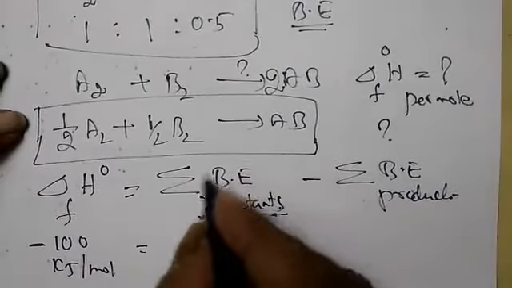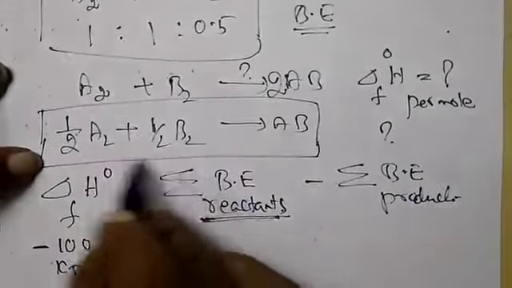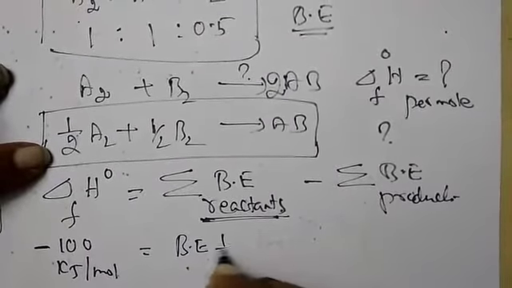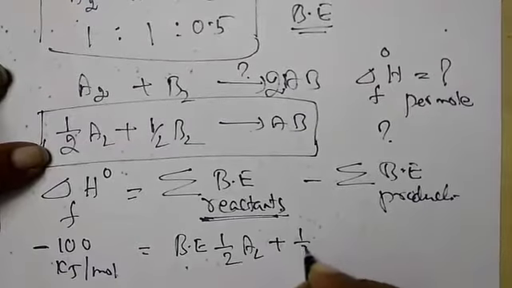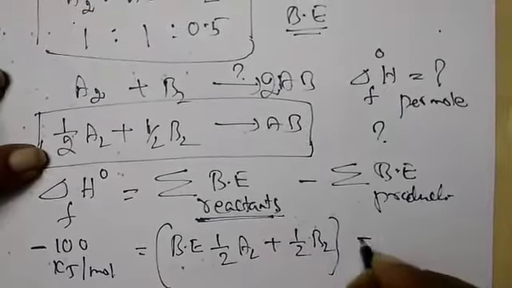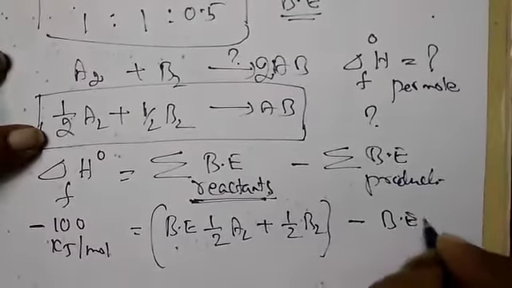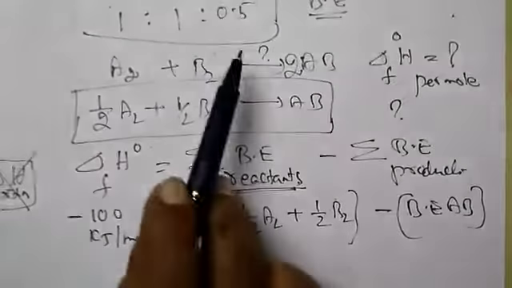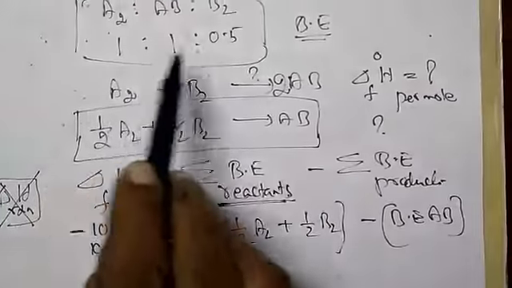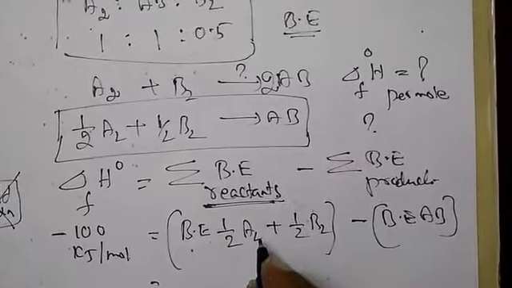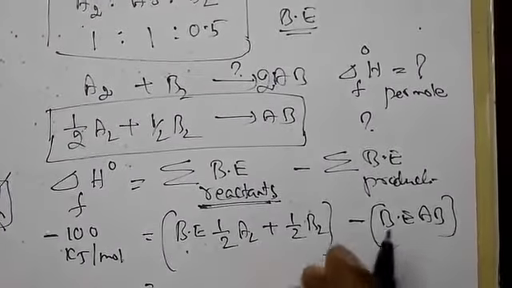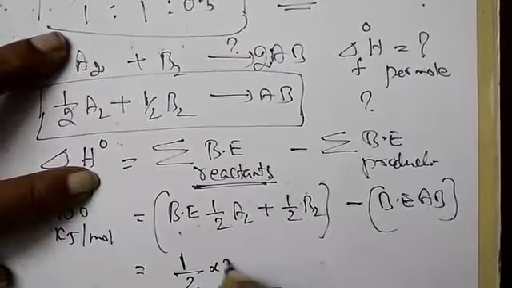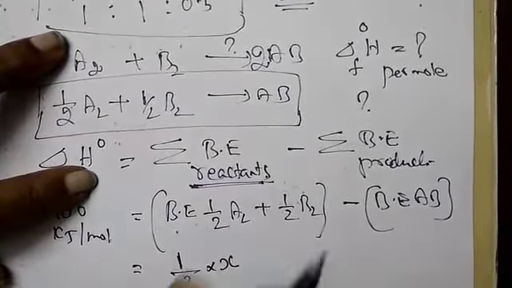Now let us write the bond energies of the reactants. What are the reactants here? A2. Let me write bond energy of A2 plus bond energy of B2 minus bond energy of AB. This is what we have to follow. Now it is not given as an exact value but as a fraction. Since it is given as a fraction, let us consider A2's bond energy as x. Based on the fraction you can write.